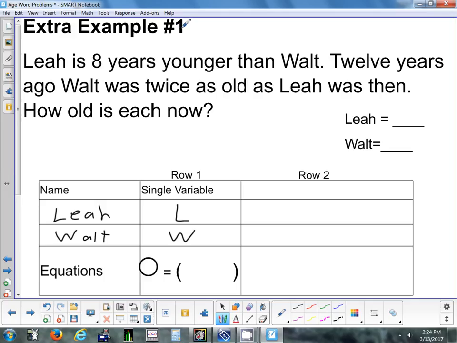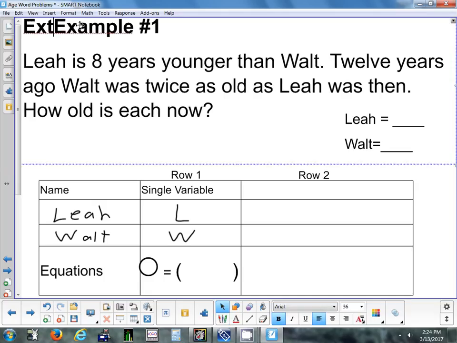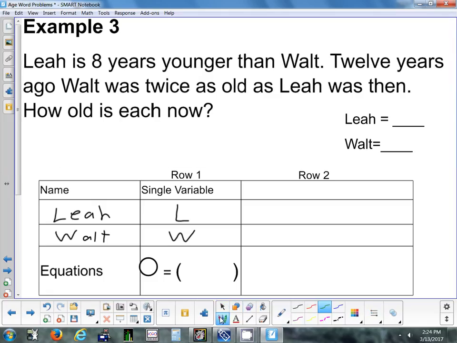Now my equation. Who can set up that first equation for me? L. Josh? L equals, yeah. Leah is 8 years younger than Walt. It's important you put the person's name first, the letter minus the number, not the other way around. Right, so there's our first thing.